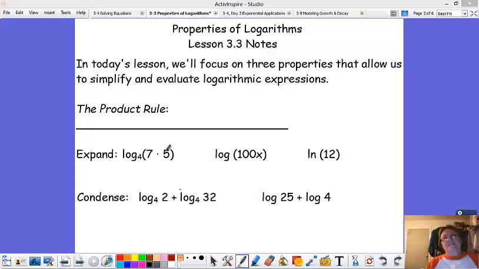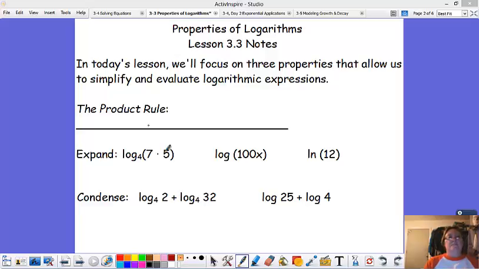Hi all. Today we're going to focus on reviewing some properties of logarithms that you've used before. We'll help you review these three properties that are going to allow us to simplify and to evaluate logarithmic expressions.